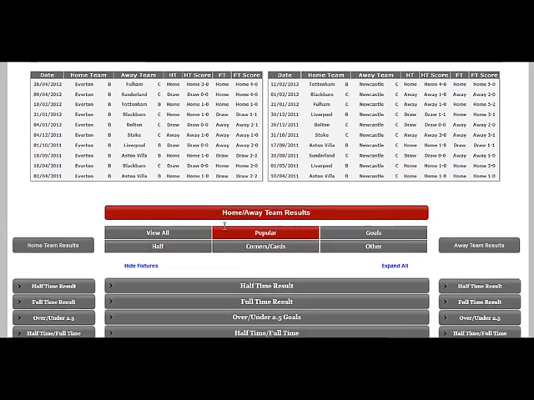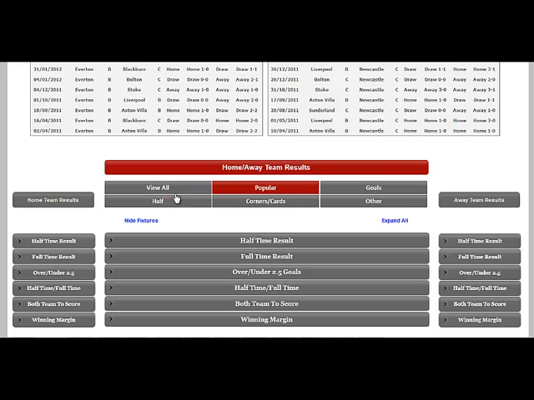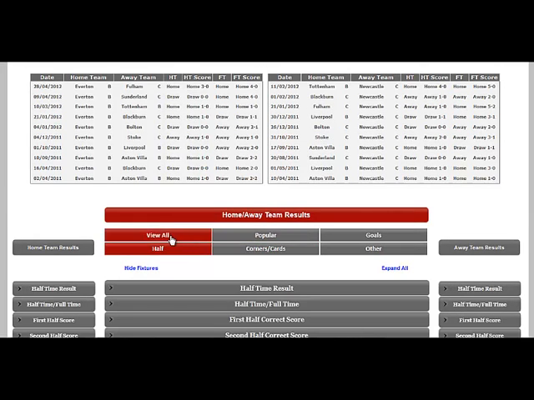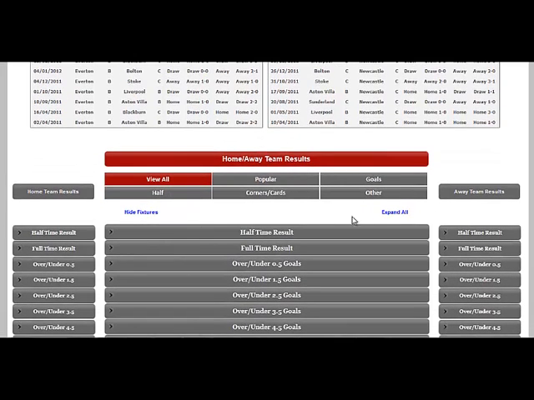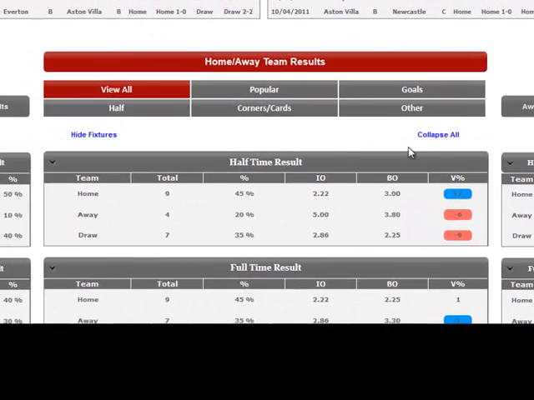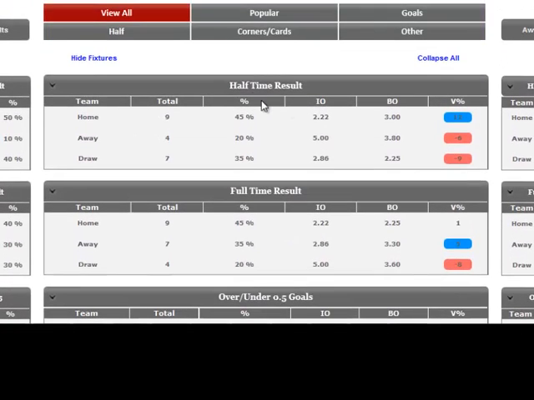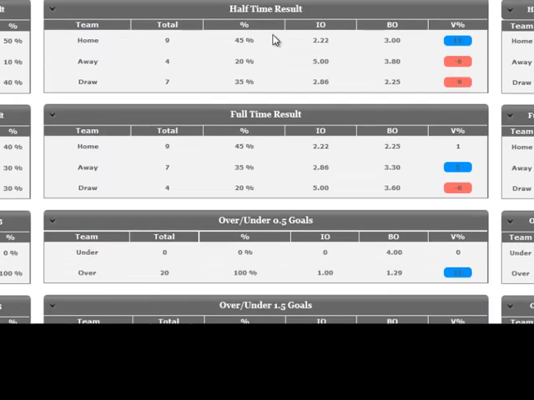What we'll do here, I always tend to keep it on view all. I know we can select goals, markets, corners and card and half, but I always like to just click it on the view all. We'll expand all the markets, then we can scroll down. What I like to look for, I said this in the previous one, we're looking for a 50% chance of that happening, and we're looking for at least 10% value. So I can flick through these very, very quickly, but I'll try and keep it a bit slower so you can see what I'm actually looking at.